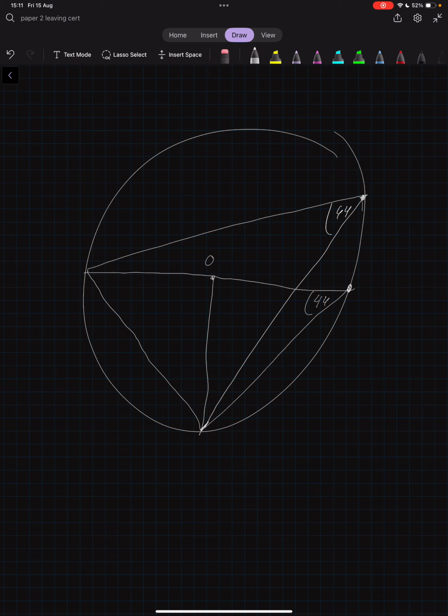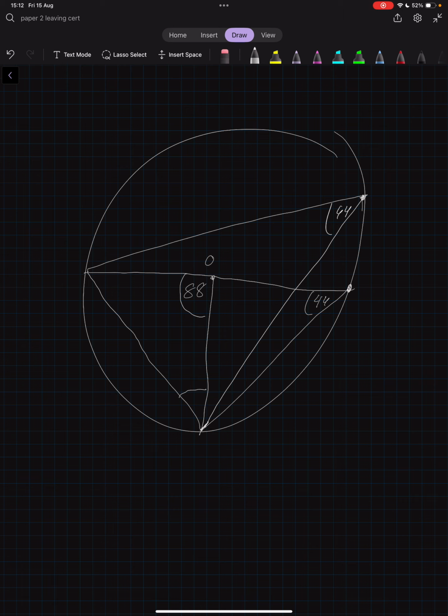So we have this. So that's 44. And then they ask, what is this angle in here? Obviously, it's going to be double 44, so it's going to be 88. Okay? And then finally, they ask, what is this angle here?